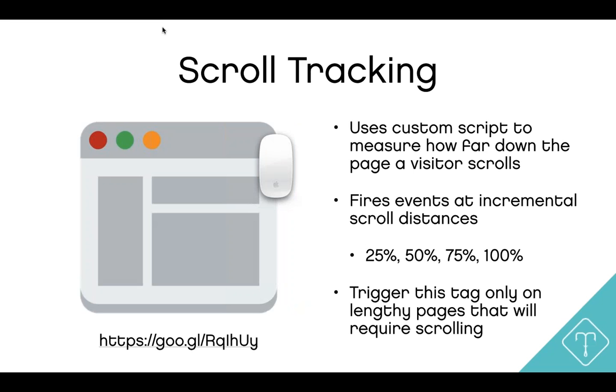A couple other things. So scroll tracking. For pages that are extremely lengthy, if you've got a lot of activity or a lot of content, you want to see how far people are scrolling down. What the scroll tracking event does is it allows you to track how many people get 25%, 50%, 75%, and 100% of the way down the page, so that you can track that as an event.